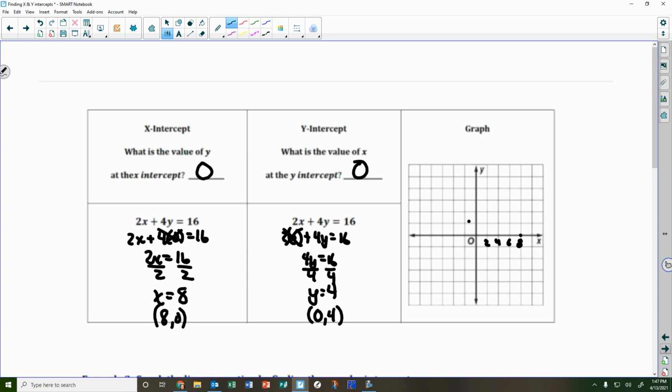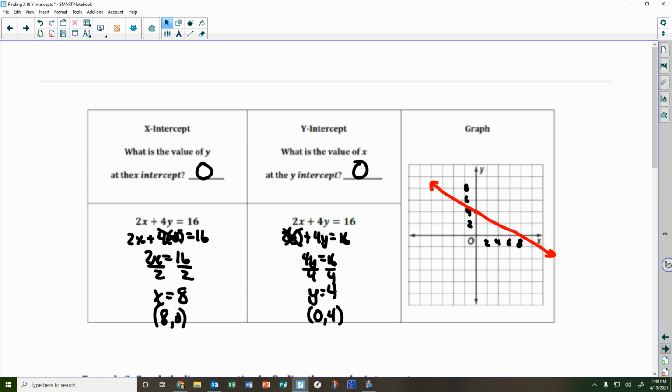And (0, 4), if we keep the same scale, is right here. And if I try my best to draw a straight line connecting the 2 points, there is our straight line, using the 2 intercepts to make our line. Okay.